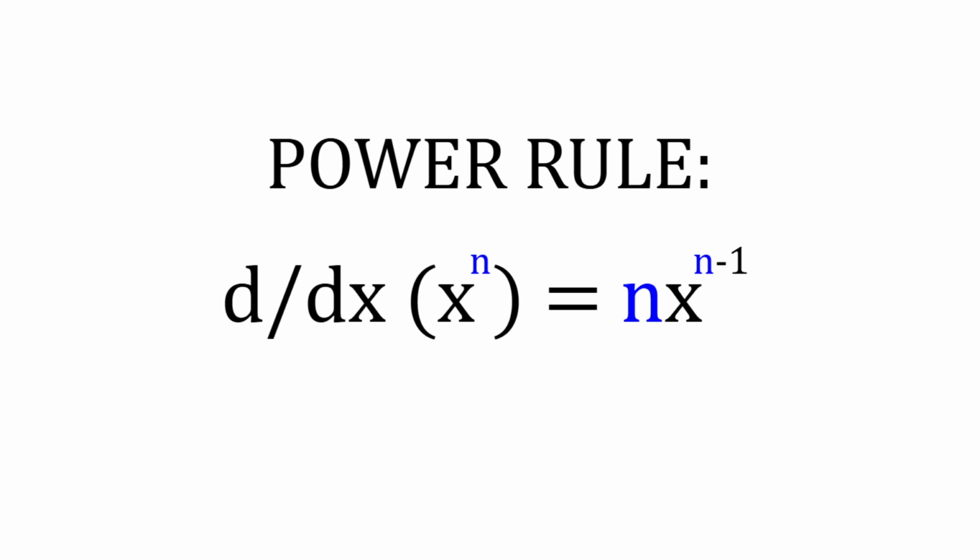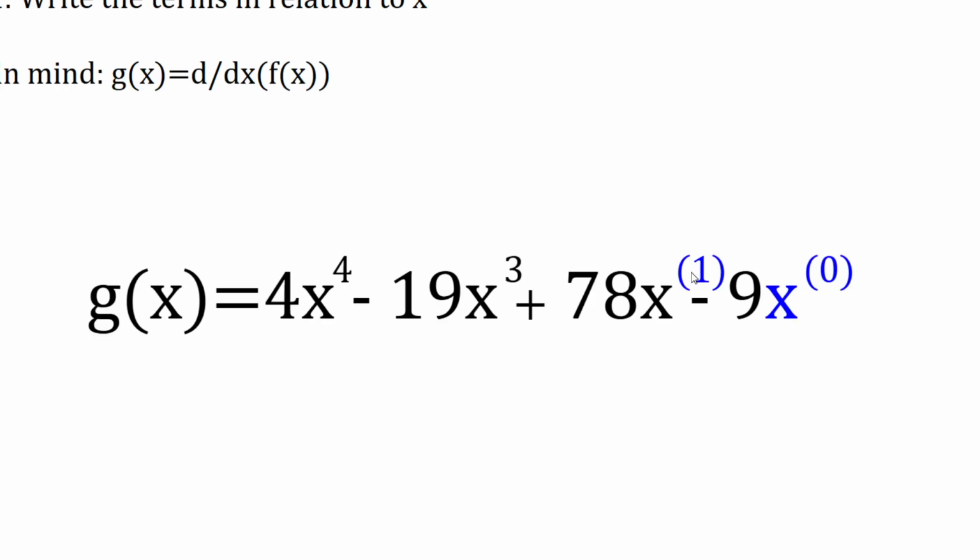It's d over dx, which is derivative. Derivative of x to the power of n is equal to n times x to the power of n minus 1. So basically, just multiply the exponent by the coefficient and then subtract 1 from the exponent.